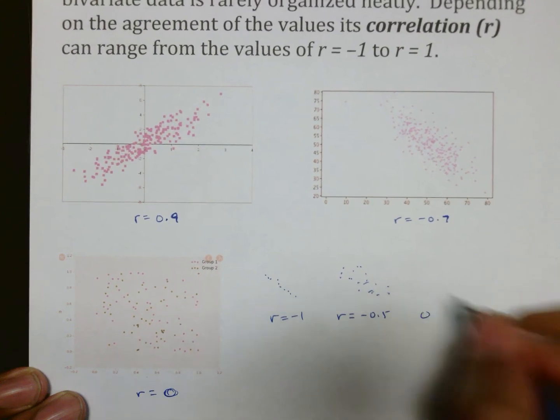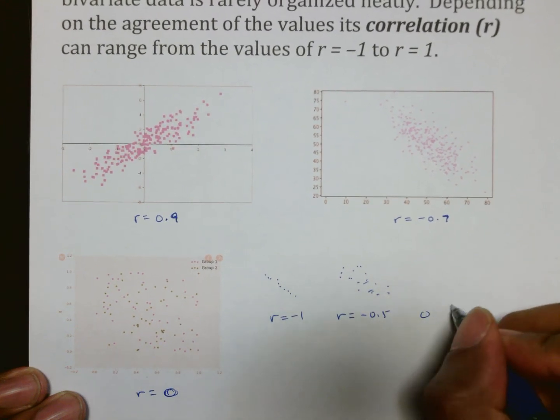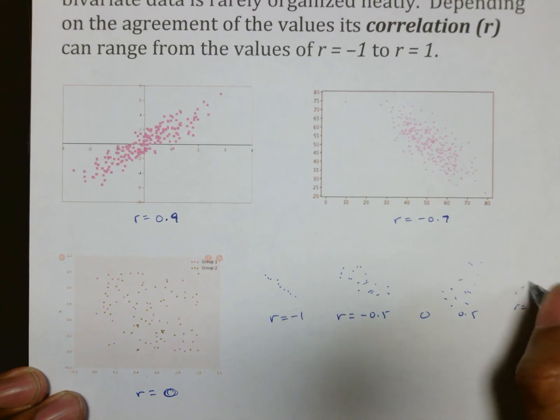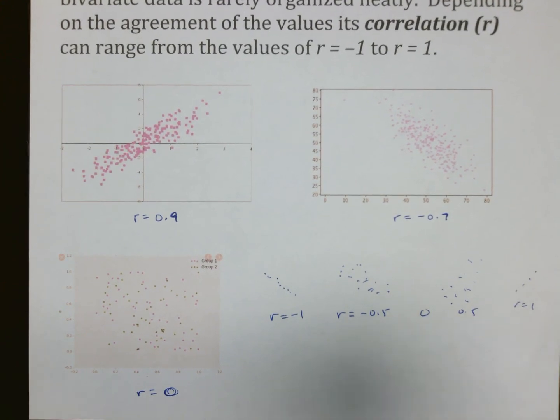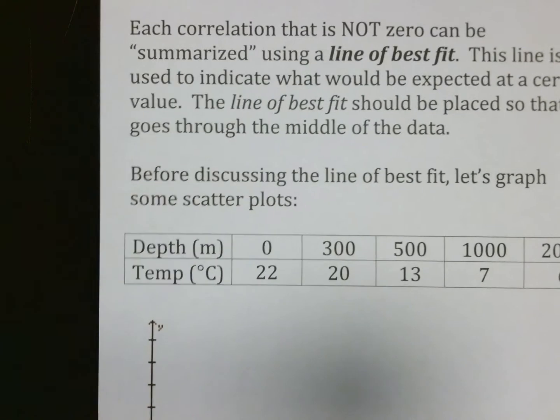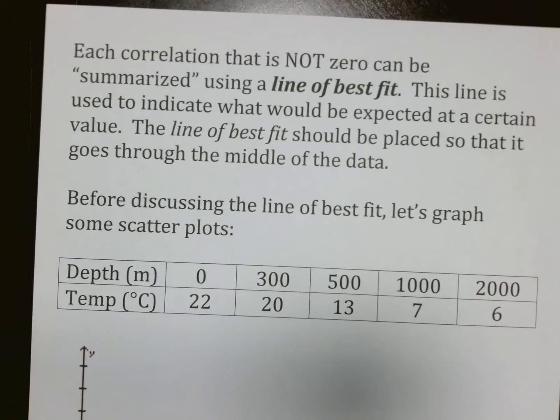0, of course, is a big blob. 0.5 is wide, but heading in an upward direction. Of course, r equals 1 is like a straight line going up. So those are the 5 things you look at whenever you're talking about the value of r, which again, you'll get into that later, but not so much for this test because it's not something that you really need to know. It's just something that's good for you to understand if it ever pops up.